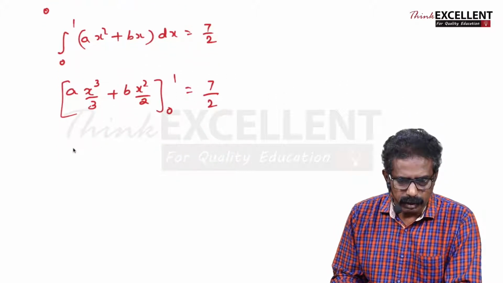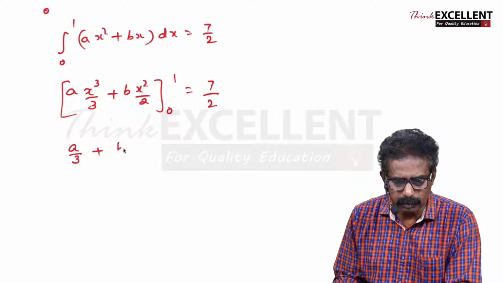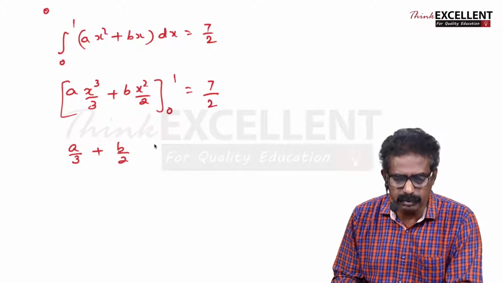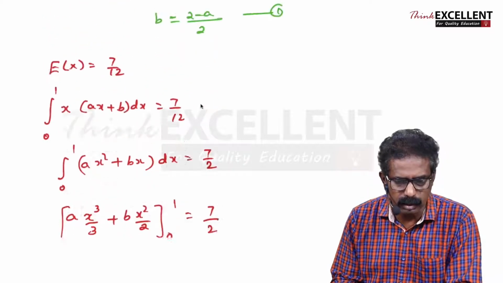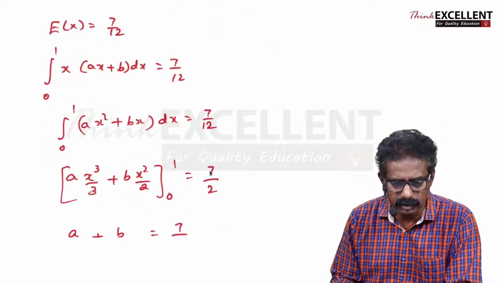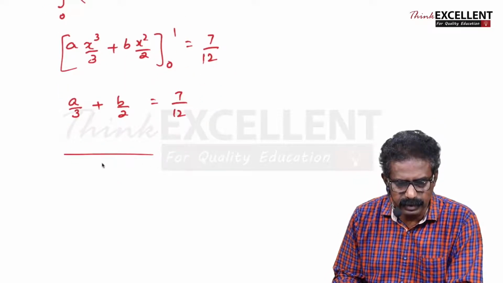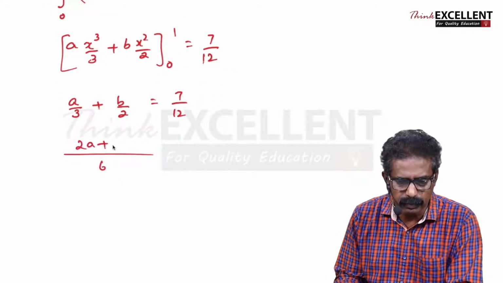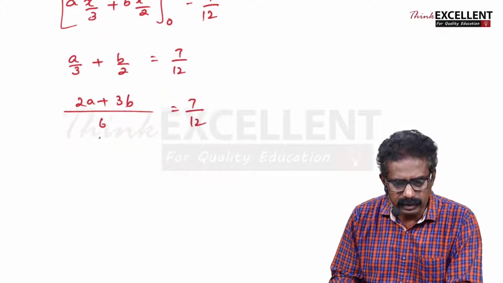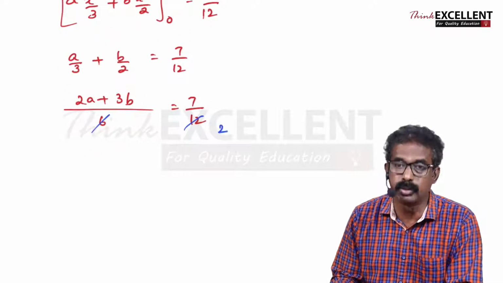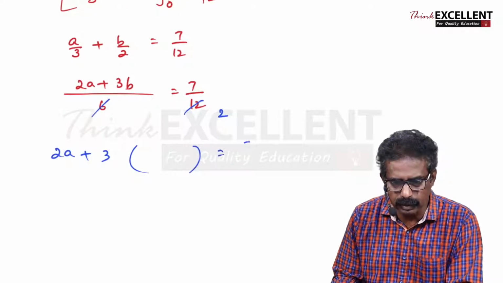Upper limit 1 you give, so a into 1 by 3, so a by 3 plus b into 1 by 2, b by 2. Minus, when you give 0, both the terms become 0, right? Equal to 7 by 12. Left side, you better take LCM. 6 is LCM, so (2a plus 3b) by 6 is 7 by 12. You cancel the 6 and 12, you are getting 2. So 2a plus 3b equal to 7 by 2.